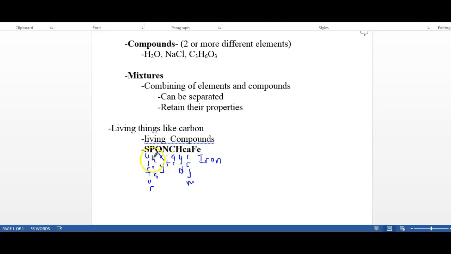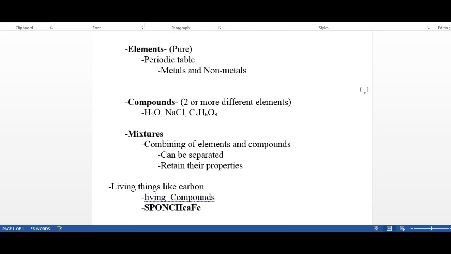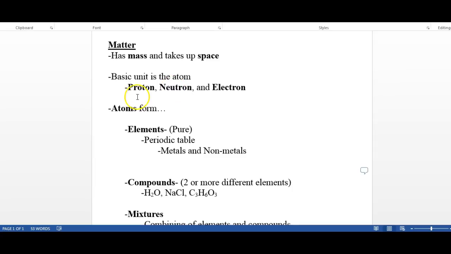Okay, so keep this one in mind when you take biology. You're going to be looking at these specific ones, especially oxygen, nitrogen, carbon, and hydrogen. Those are the main ones. Okay, so if we go back and review this real quick, we can see that the main basic unit of matter is an atom, and an atom is composed of even smaller pieces, protons and neutrons found in the nucleus, electrons going around the outside.